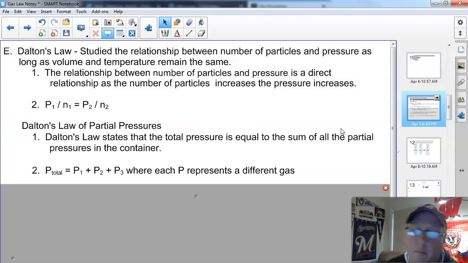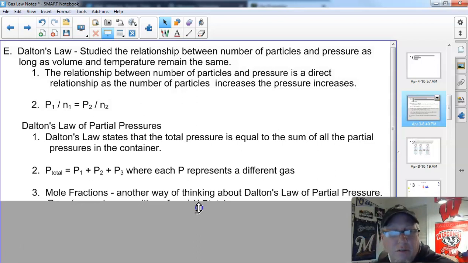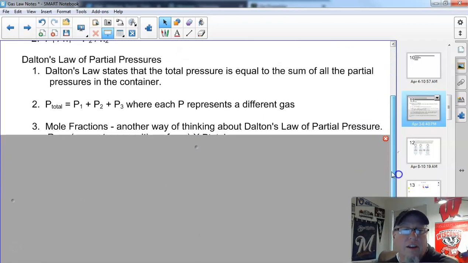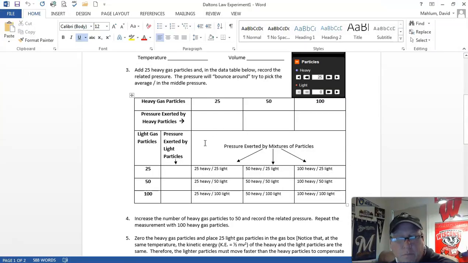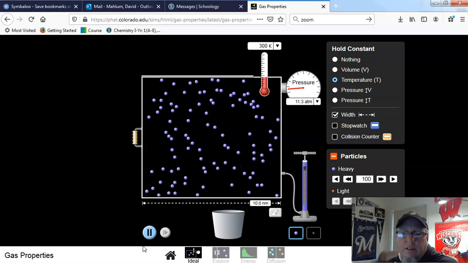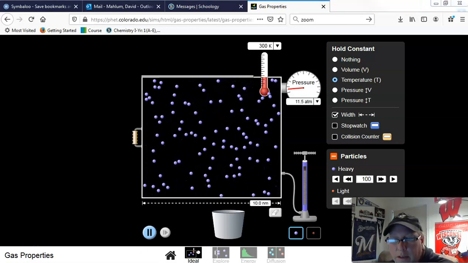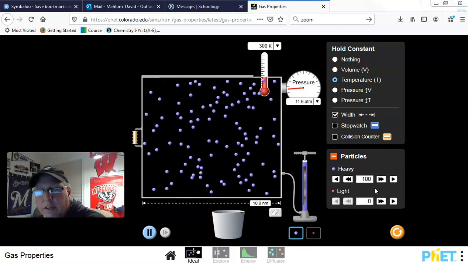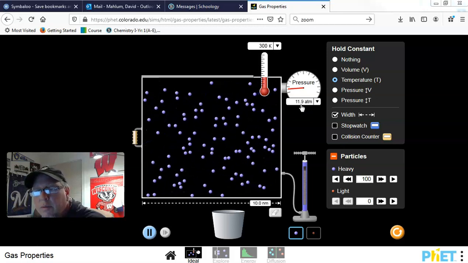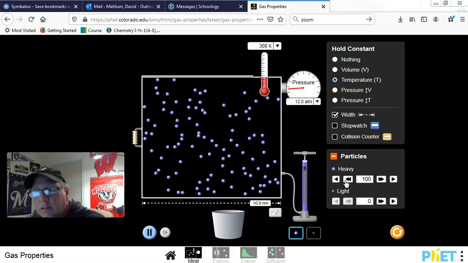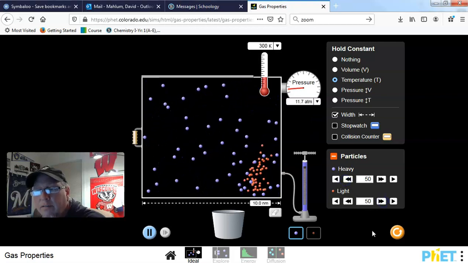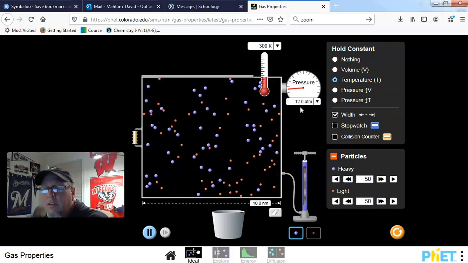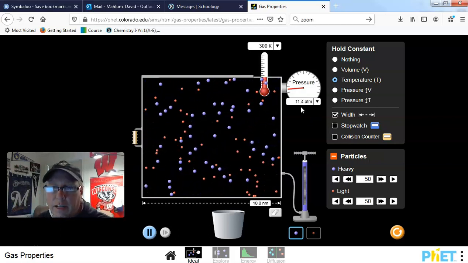There is one more way that a partial pressure problem could look, and that is if we do something called mole fractions. Mole fractions are just another way of thinking about Dalton's law of partial pressure. It's easiest to explain mole fractions by going back to this simulation that you did, and not necessarily in the way that we had you work on it. So for example, right now when there's 100 particles in there, the pressure seems to be between 11.5 and 12. What if I make 50 of them heavy and 50 of them light? Well, you'll notice that the pressure is going to be right between 11.5 and 12 again.